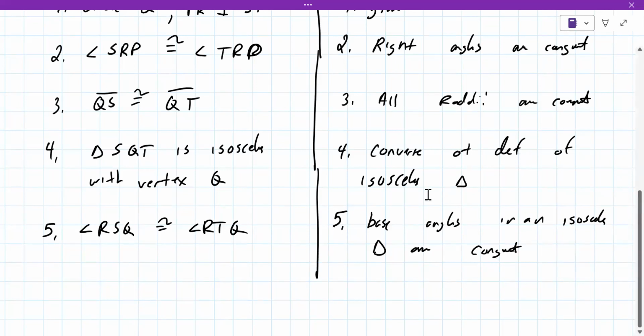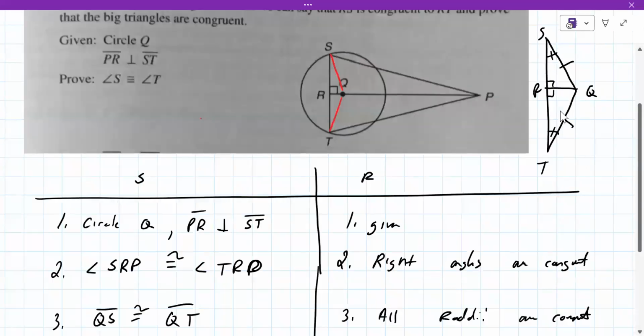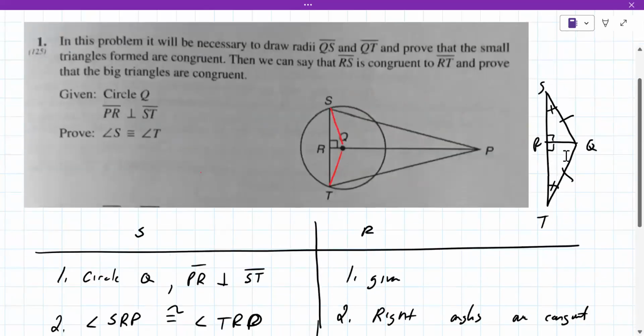Okay, so where does that leave us? Well, it leaves us with the fact that we're getting really close to proving that these two triangles are congruent. We can prove that triangle SRQ is congruent to TRQ. So these two triangles are congruent because we have an angle and another angle that are congruent. So there's this thing called the no choice theorem. I don't know if you've heard that before. That basically says the third angle must be congruent.